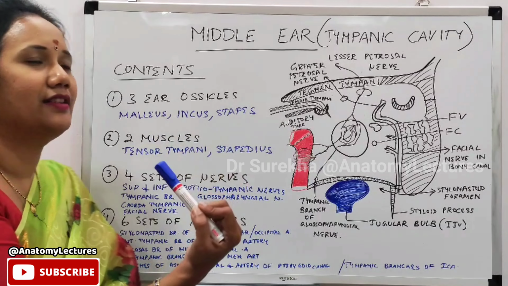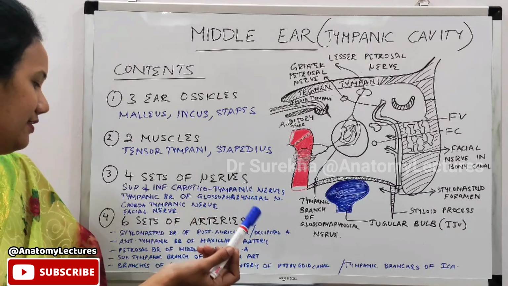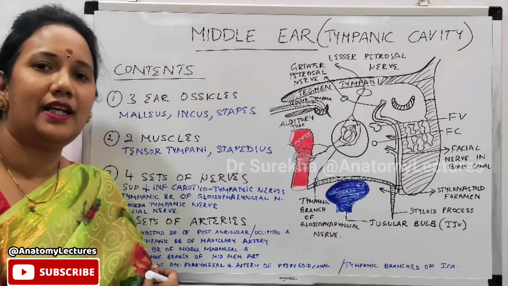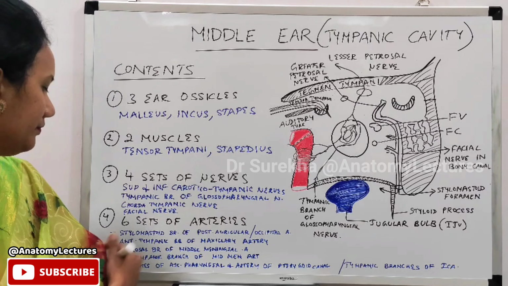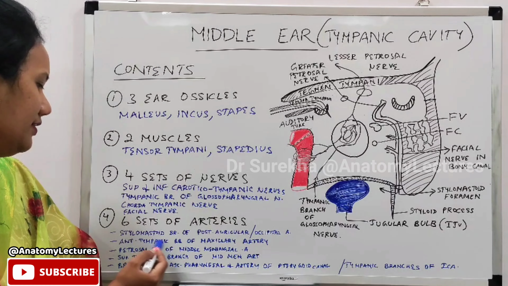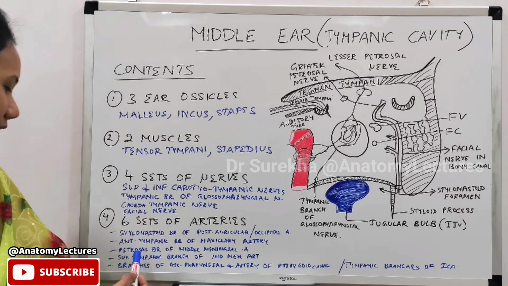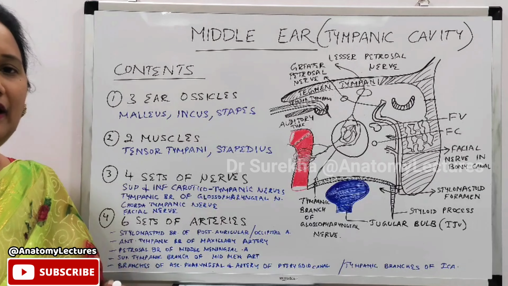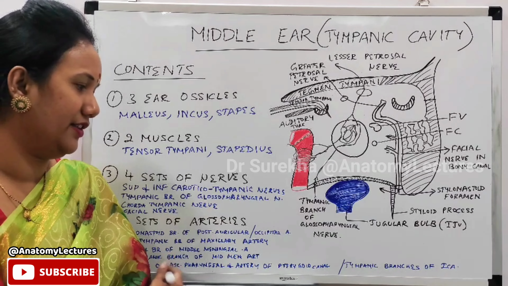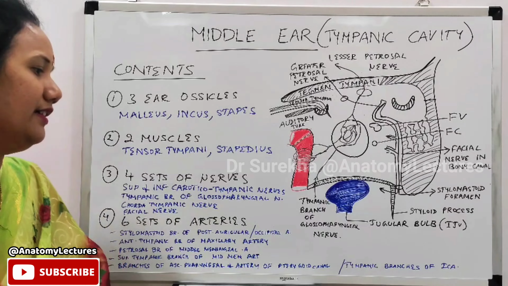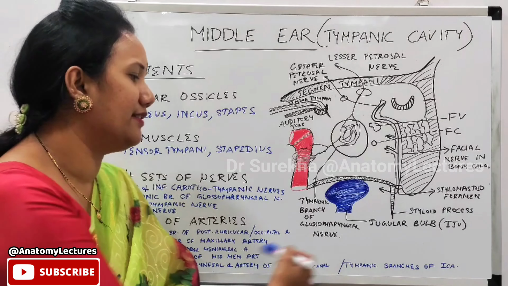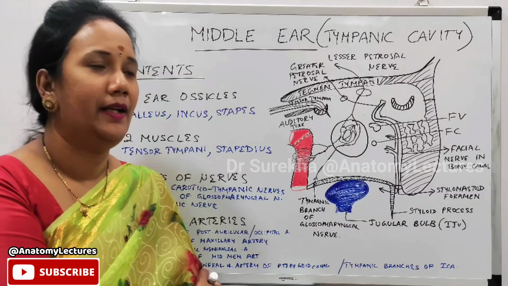Six sets of arteries supply the middle ear. So what are those six sets of arteries? The stylomastoid branch of the posterior auricular artery, and sometimes it could be a branch of the occipital artery. And then the anterior tympanic branch of the maxillary artery, the petrosal branch of the middle meningeal artery, and the superior tympanic branch, again a branch of the middle meningeal artery, and branches of the ascending pharyngeal artery and the artery of the pterygoid canal. And the last set is the tympanic branches of the internal carotid artery. So these are the six sets of arteries which supply the middle ear.